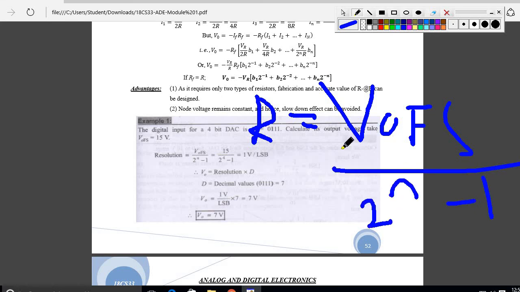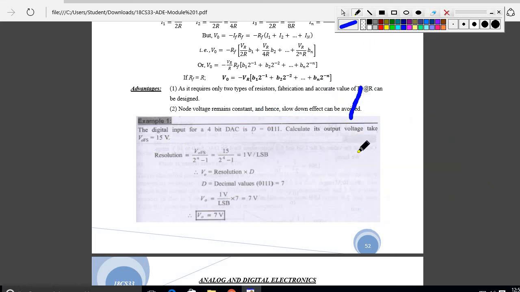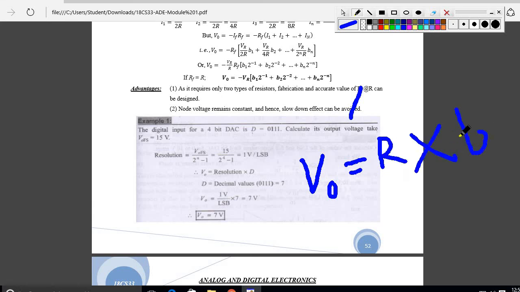Again here VOFS has already been mentioned as 15 volts, 15 divided by 2 power n minus 1, where n is 4 since 4-bit has been mentioned. In the place of n you replace it by 4: 2 power 4 minus 1, volt per LSB. If you want to find V0, the output voltage, one more formula you have to remember: the total output voltage is equal to resolution into B. B is the decimal notation of the digital input. If you multiply it with that particular resolution value, you will get the output voltage, right?